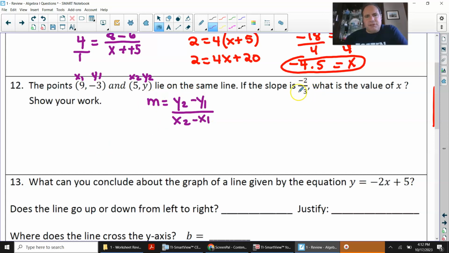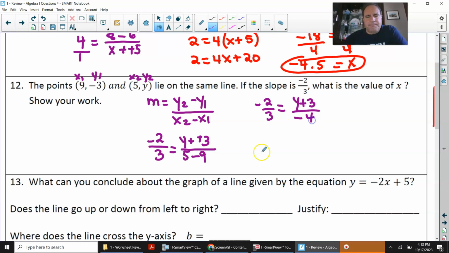M is this slope, so I'm just going to put -2 over 3 equals y2, which is y, minus y1, which is a -3. I'm going to put the plus in because of the two negatives, and then 5 minus 9. I'm going to rewrite it up here, -2 over 3 equals y plus 3. And then 5 minus 9 is -4. You can do that in your calculator if you want.